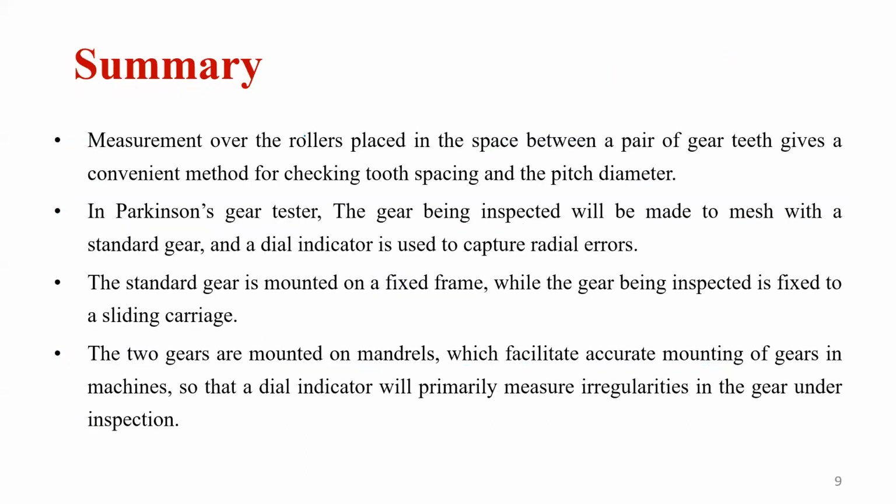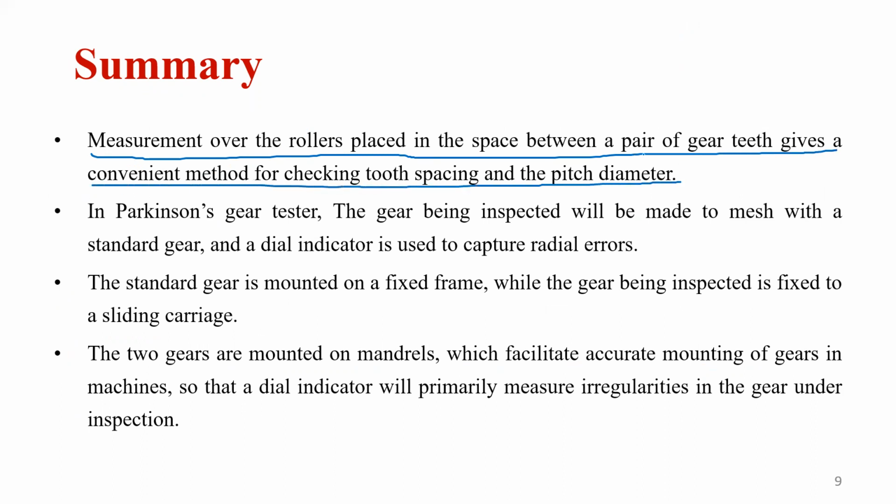So this is today's class. The measurement over the rollers placed in the space between a pair of gear teeth gives a convenient method for checking the tooth spacing and the pitch diameter. And in the Parkinson gear tester, the gear being inspected is made to mesh with the standard gear, that is the master gear, and the dial indicator is used to capture the radial errors.